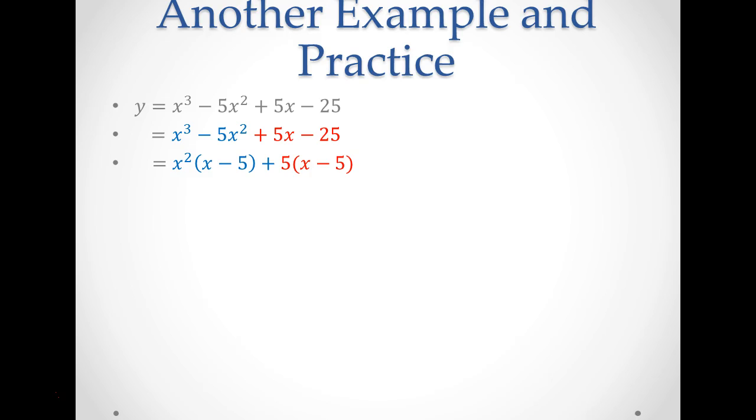And in the case of 5x minus 25, my greatest common factor between those two is 5. Okay, now I notice immediately that both of my groups have a common factor of x minus 5, and so I keep factoring. Now I factor out x minus 5, and I end up with x minus 5 times x squared plus 5. I hope the color coding makes it clearer to you. If not, please note any questions that you have and see your Algebra 2 teacher or any other Algebra 2 teacher with your questions.